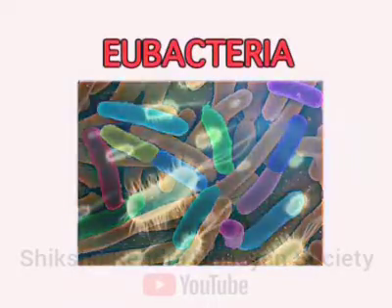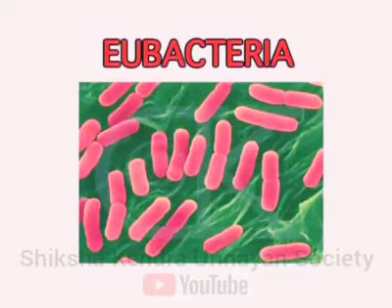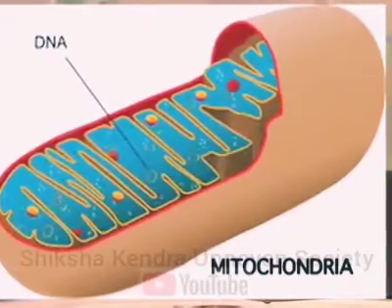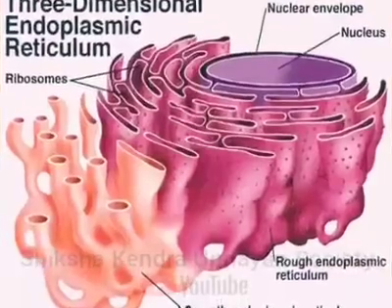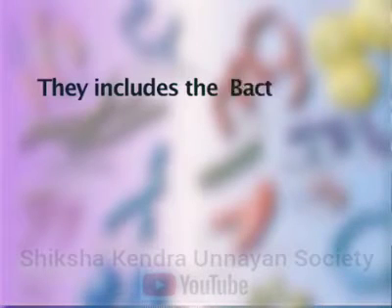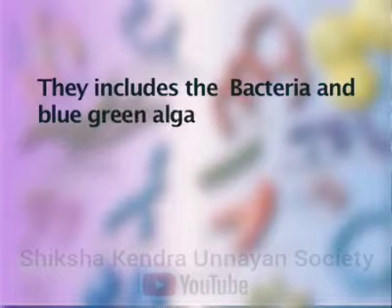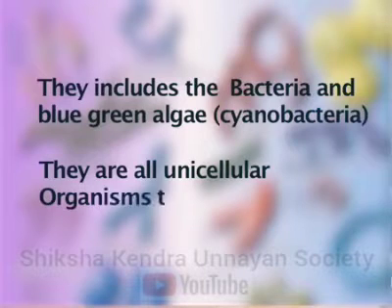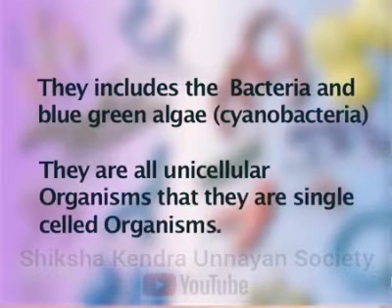Let us see the various eubacteria. As you can see here, they are of different colors, shapes, etc. So these eubacteria include all the microscopic organisms. They are prokaryotes, that is, the cell organelles in them, like mitochondria, Golgi apparatus, endoplasmic reticulum, etc., are absent in them, and they do not have a well-defined nucleus. They include the bacteria and blue-green algae. The blue-green algae are now known as cyanobacteria. They're all unicellular organisms, that is, single-cell organisms.